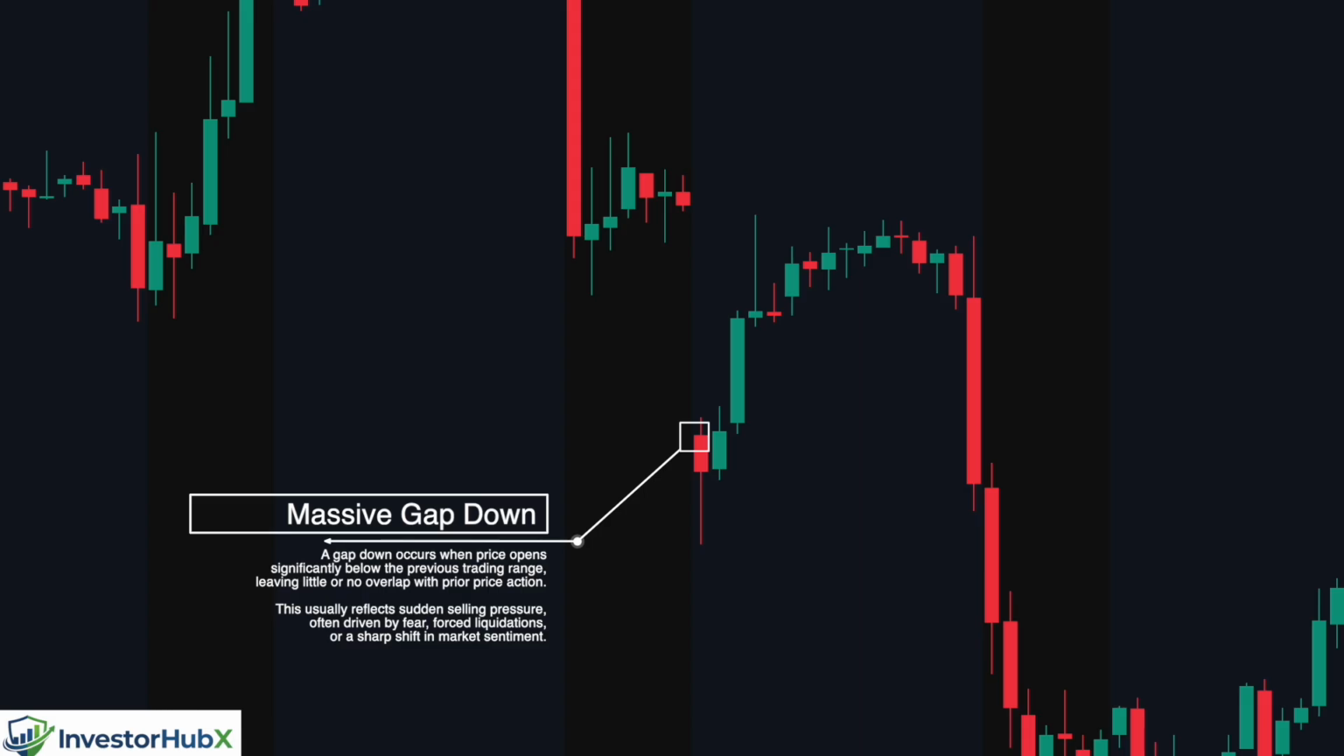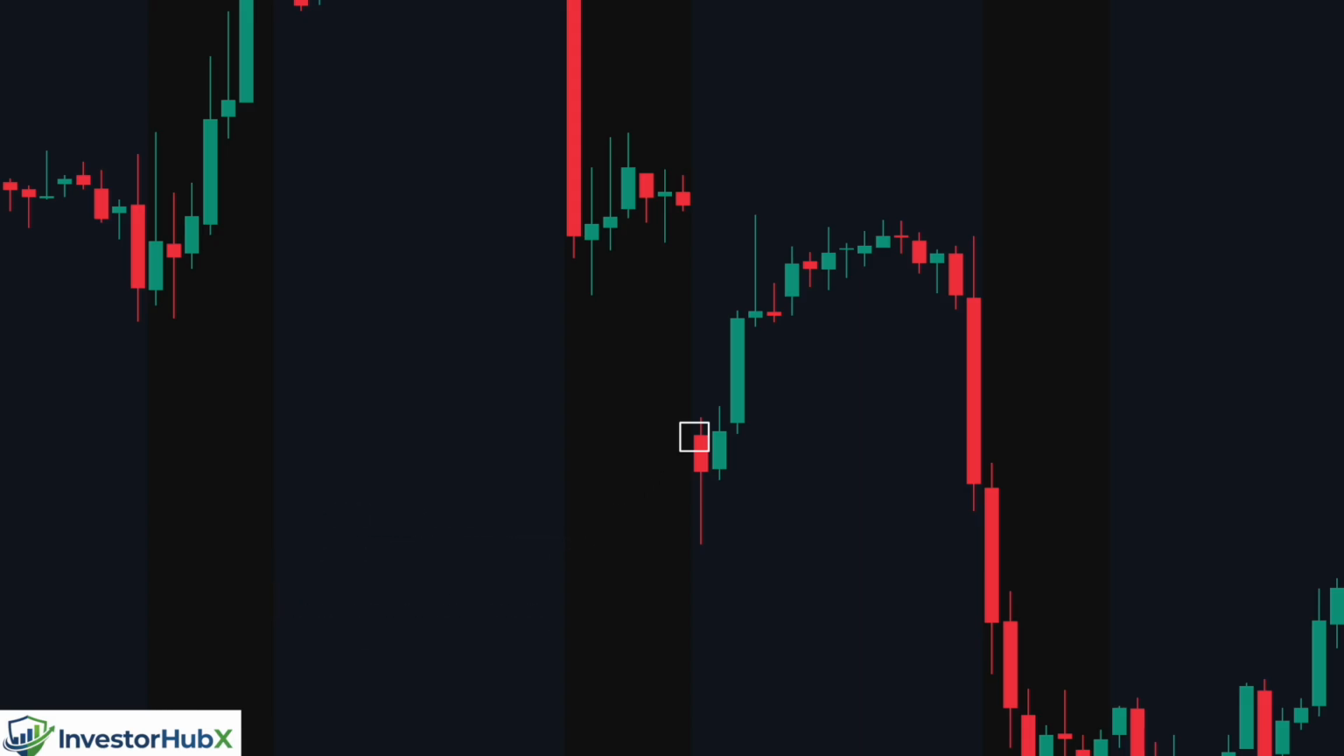This usually reflects sudden selling pressure, often driven by fear, forced liquidations, or a sharp shift in market sentiment. When a massive gap down appears after bullish structure has already weakened, it confirms that buyers have lost control and that the market is transitioning from a bullish environment to a bearish one.